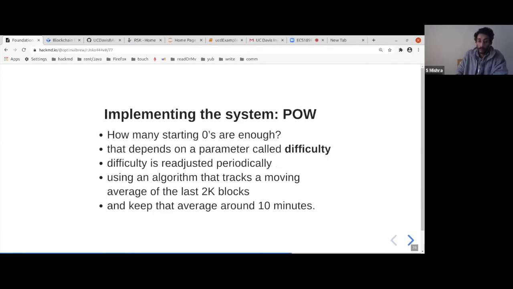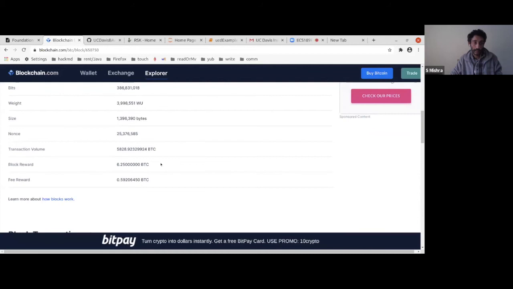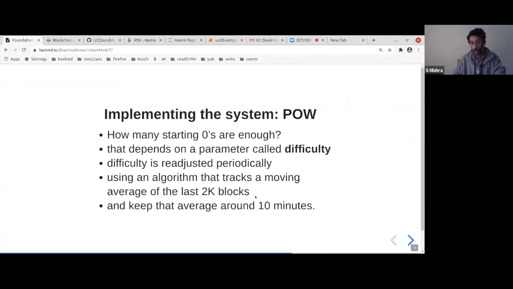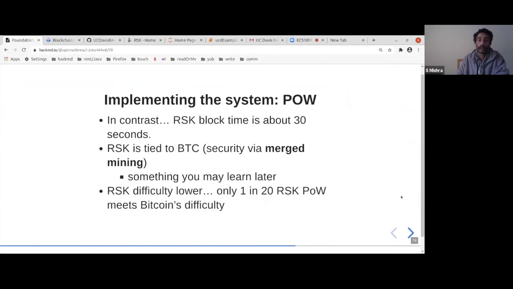How many zeros are enough? That's tied to a parameter called difficulty or bits. We saw that on the Explorer. There's this number which is a float here, and it's related to an integer called bits, which we use in the hash computation. That determines how easy or hard it is to find a block. This number is readjusted every 2,000 blocks, so it's based on a moving average. The idea is to make the difficulty larger or smaller so as to keep the average block time to about 10 minutes. Of course, some blocks just by chance will be mined in 2 seconds, and some will take a half hour, but the average is about 10 minutes.